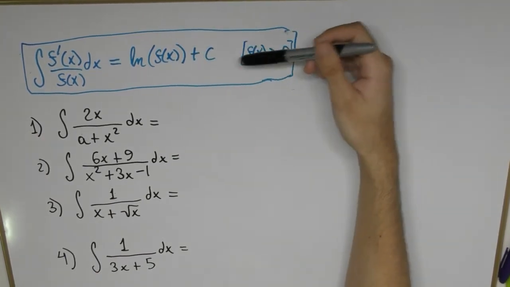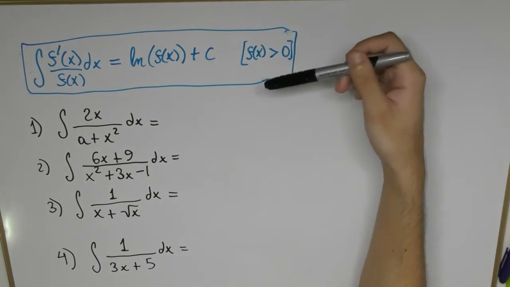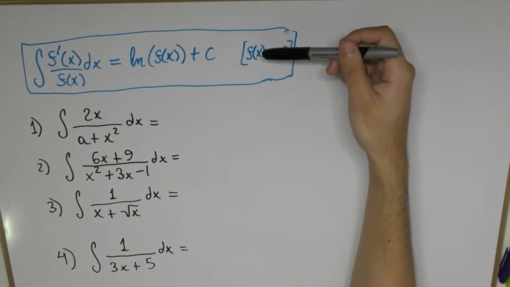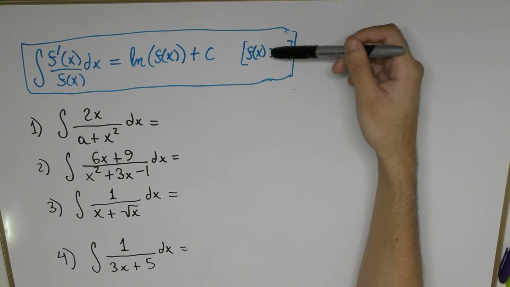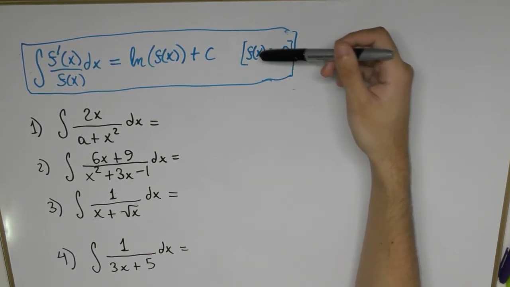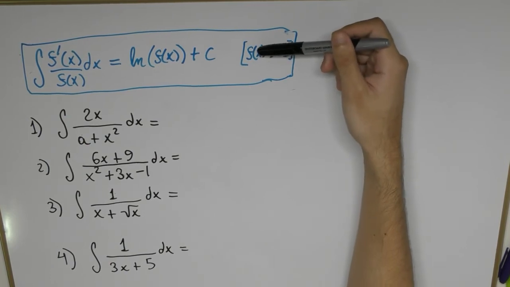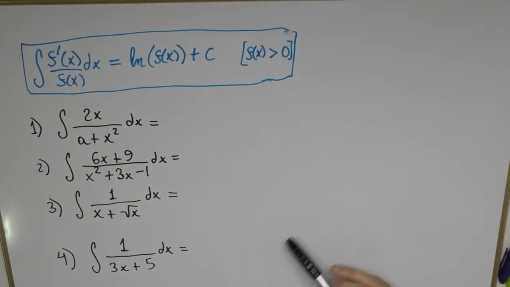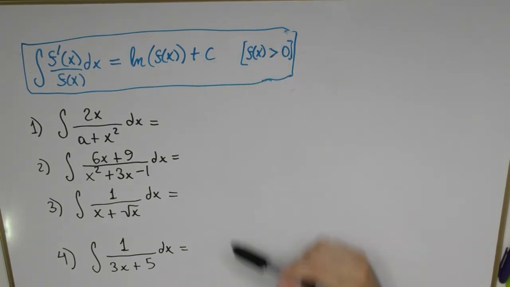Now we should point out that because the natural log is only defined for positive values of the argument, we're going to have to take into account the fact that the function must indeed be greater than 0. So we have to choose the values of that argument which are going to be greater than 0, and we just need to specify that in our result.